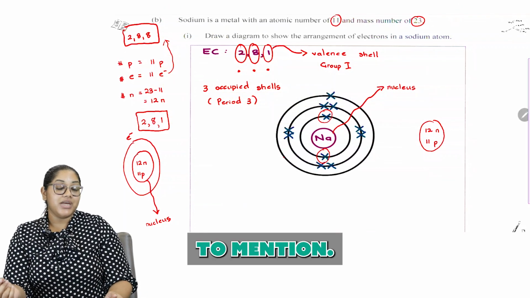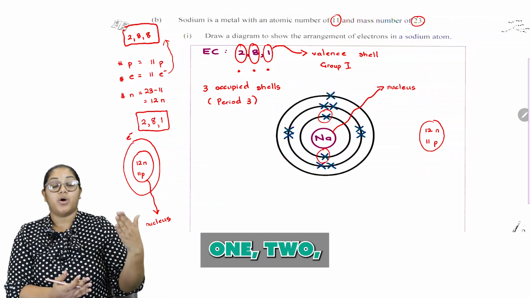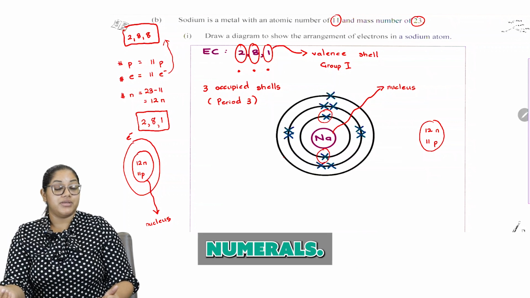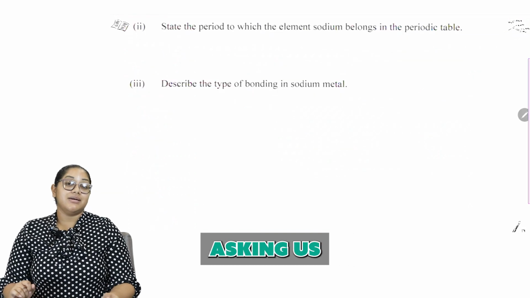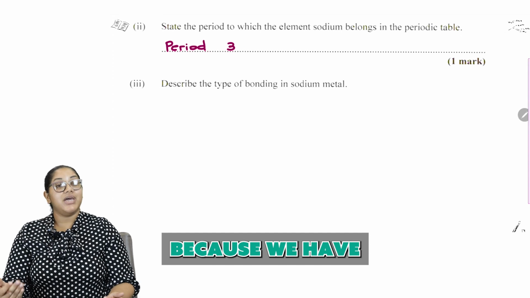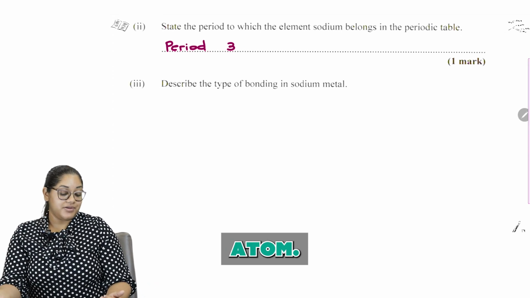One more thing I want to mention, notice how when I wrote the period number, I used whole numbers 1, 2, 3. But for group numbers, we use Roman numerals, all right? So there are different ways for you to write those answers. They're just asking us for the period number. The answer is period 3 because we have 3 occupied shells in a sodium atom.